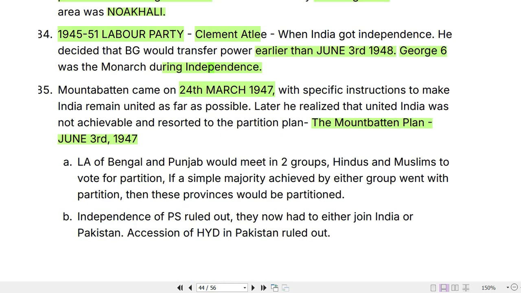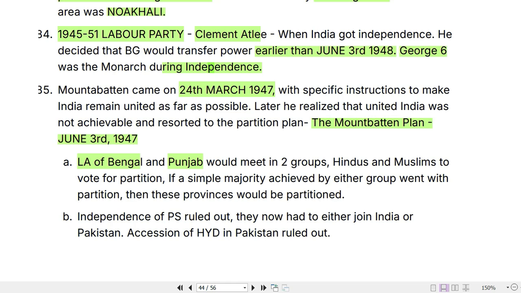So the Legislative Assembly of Bengal and Punjab would meet in two groups, Hindus and Muslims, to vote for partition. If a simple majority achieved by either group went with partition, then these provinces would be partitioned. I'm telling you once again, the Legislative Assembly of Bengal and the Legislative Assembly of Punjab would meet in two groups.